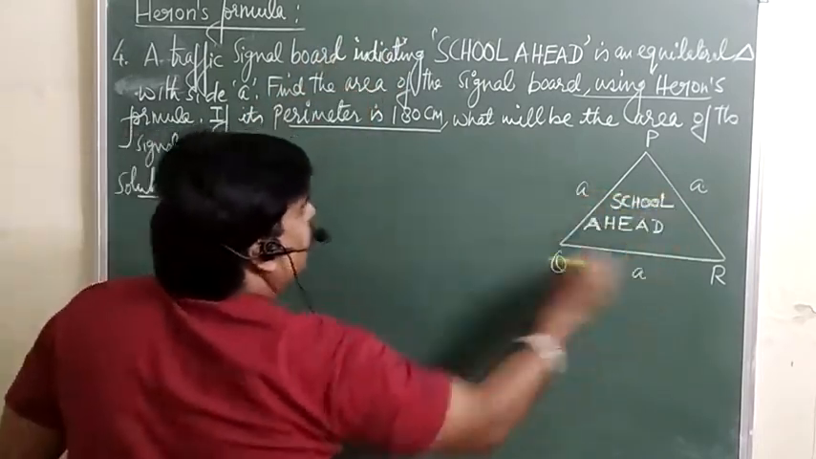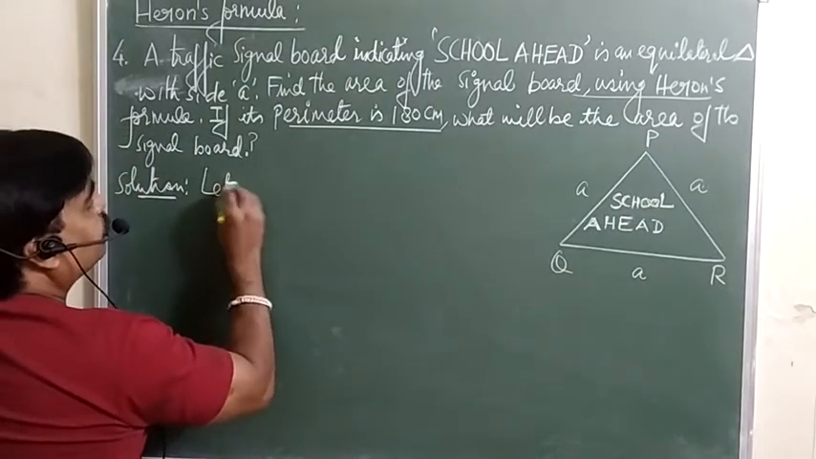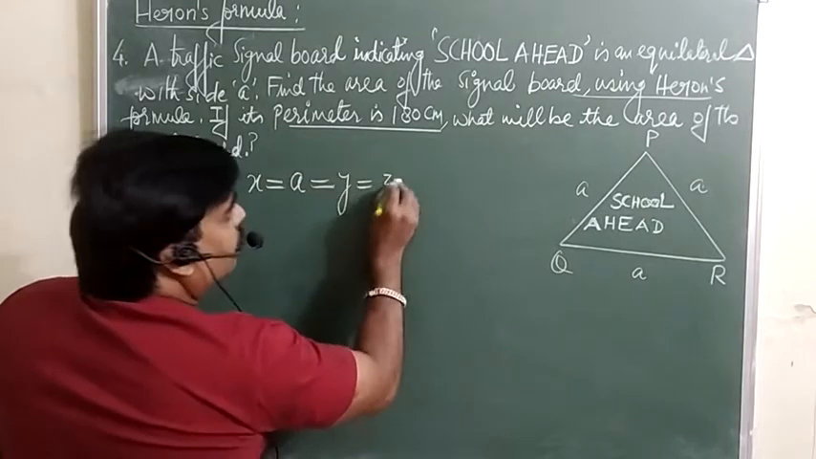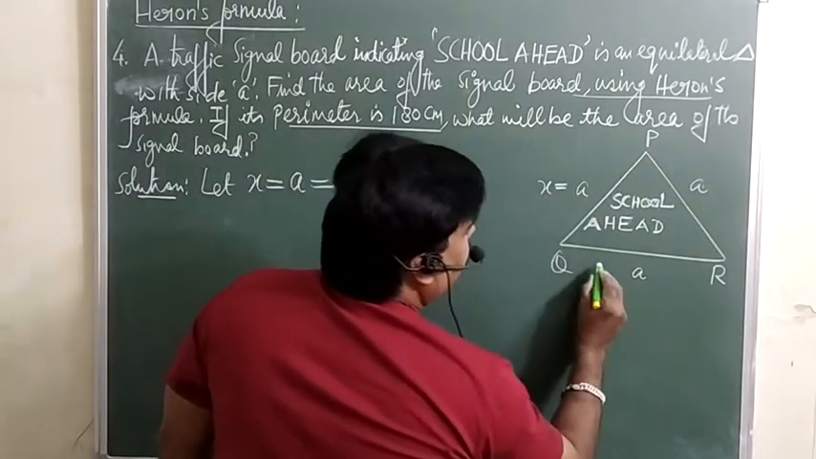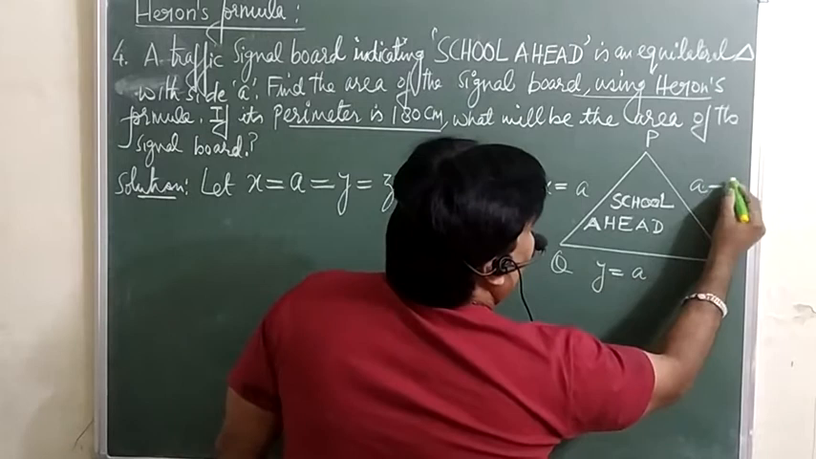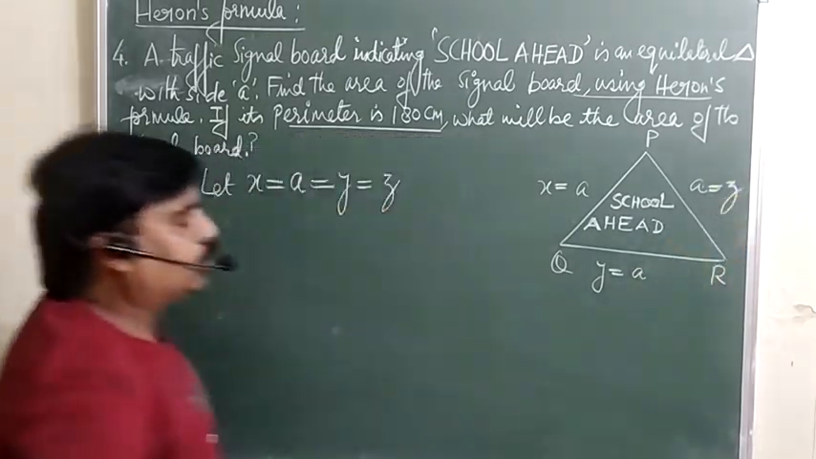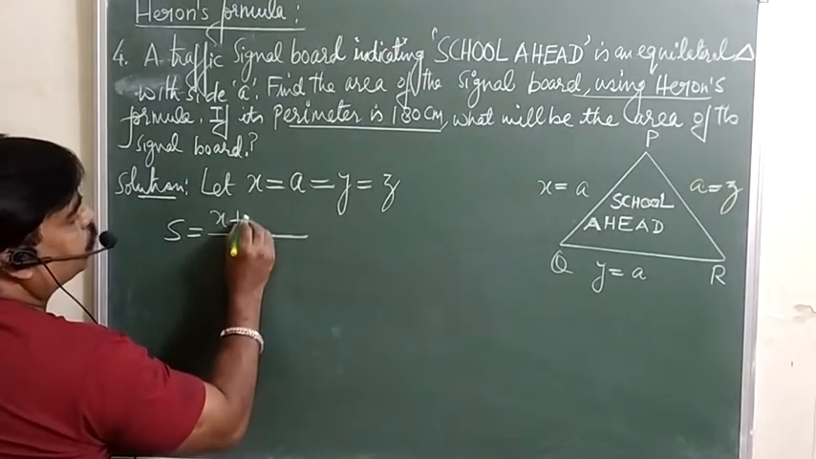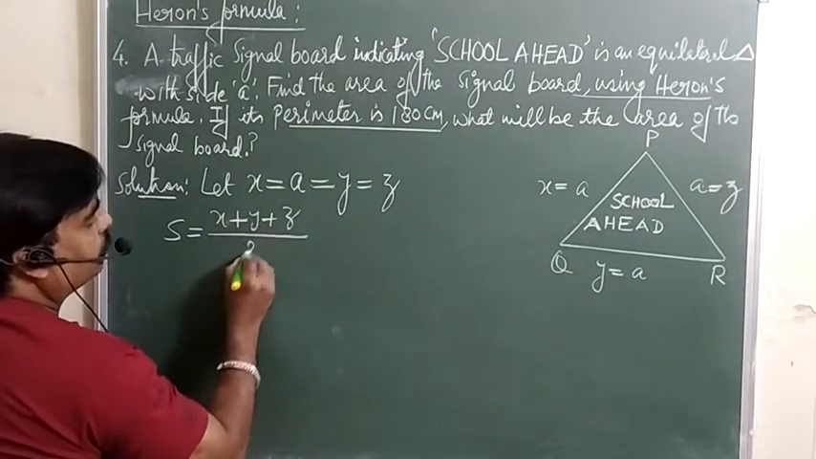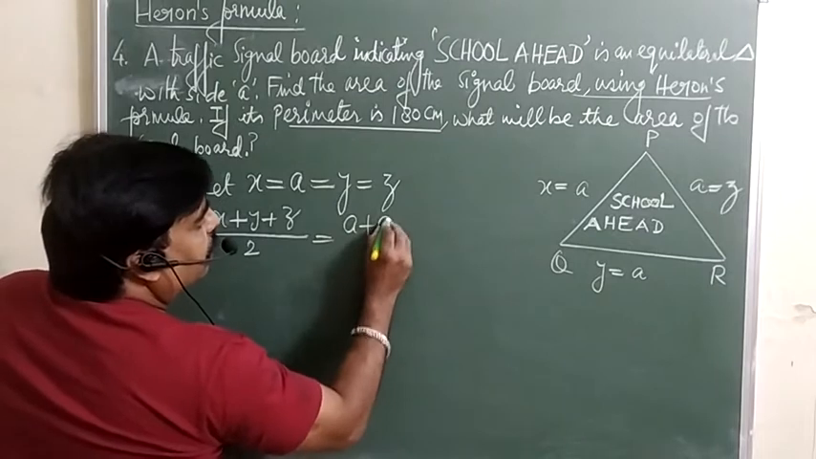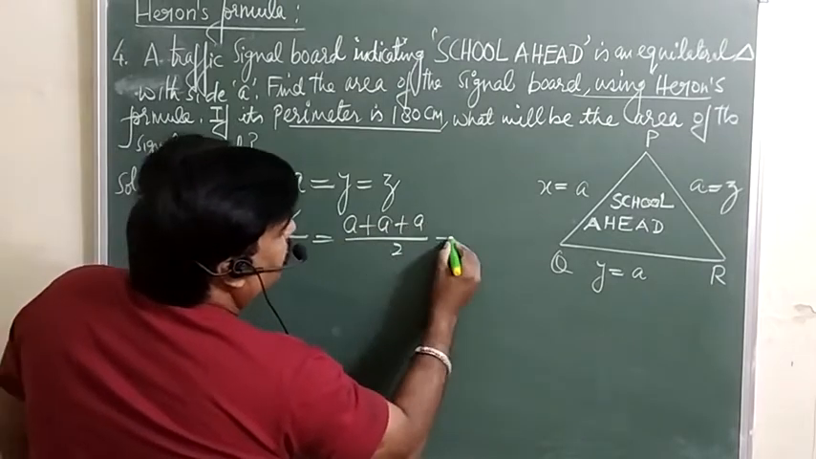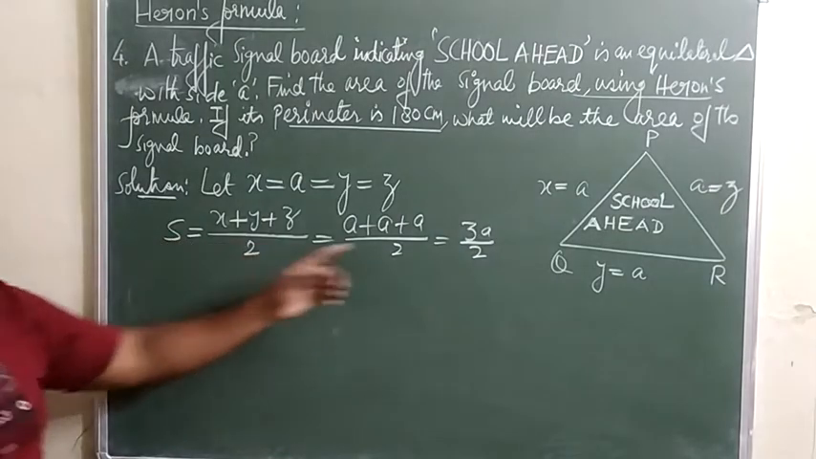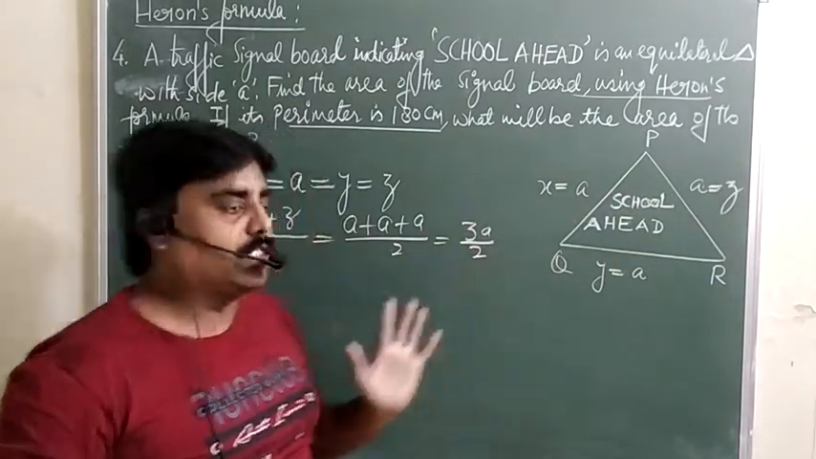So here the sides are given; for your own convenience you can assume x is equal to a, which is also y and z. All the sides are equal. You can assume this is x, y and z for your own convenience. As usual, we will find S, that is x plus y plus z over 2. So that is a plus a plus a over 2, which is 3a over 2. This is your semi-perimeter. Sum all three and divide by 2, and you will get the semi-perimeter.